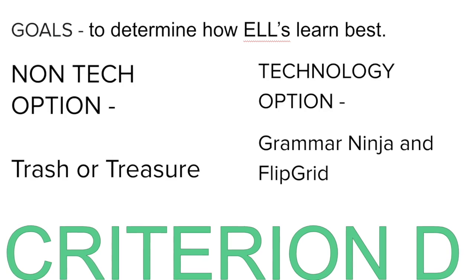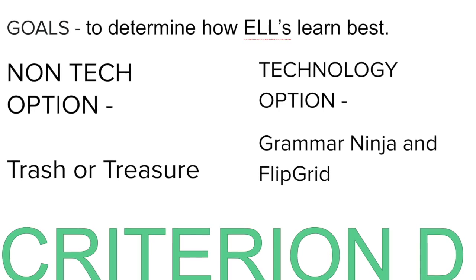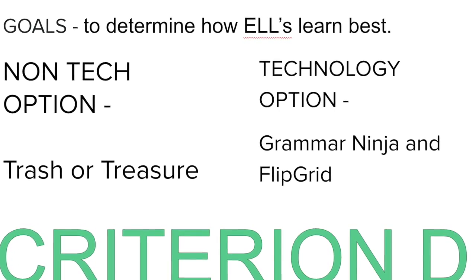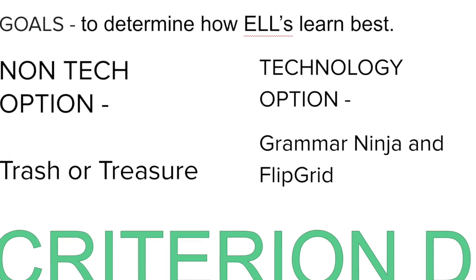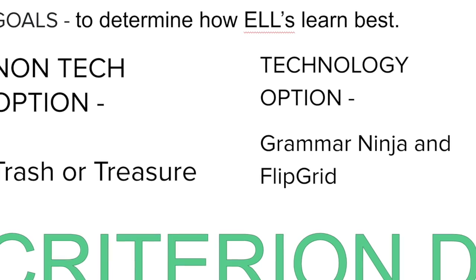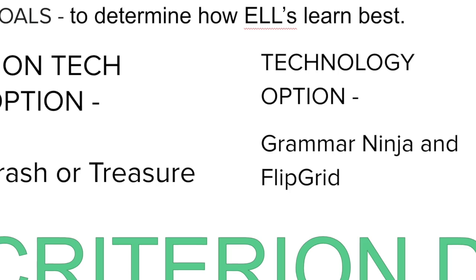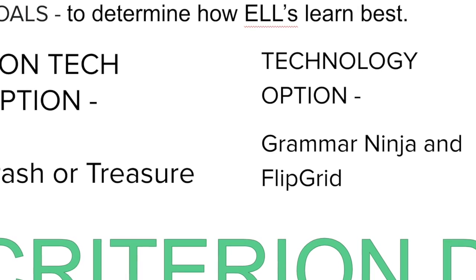Each criterion followed the same format. I would introduce the non-tech option first, and the students would engage in the activity. After that, they would be introduced to the technology option, and I would explain that we are still focusing on that very same criterion. After both options were presented, the students would give feedback. It would look something like this.